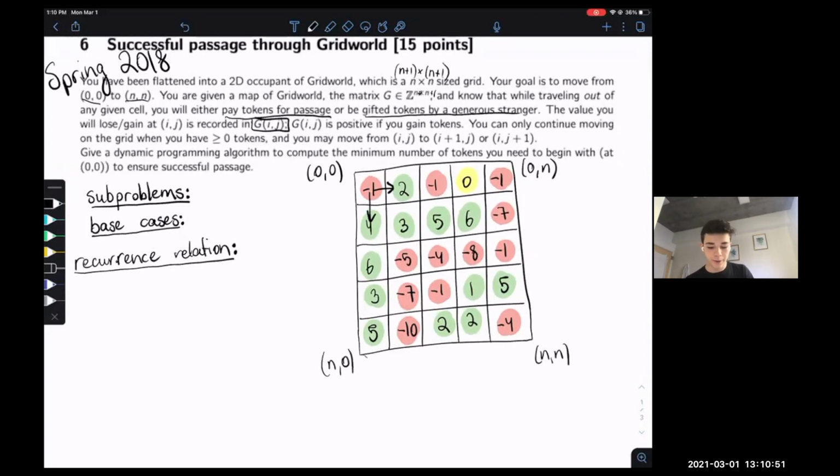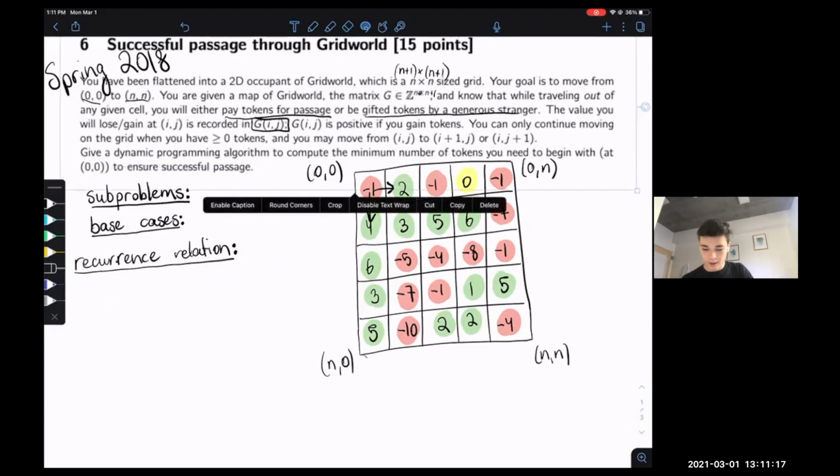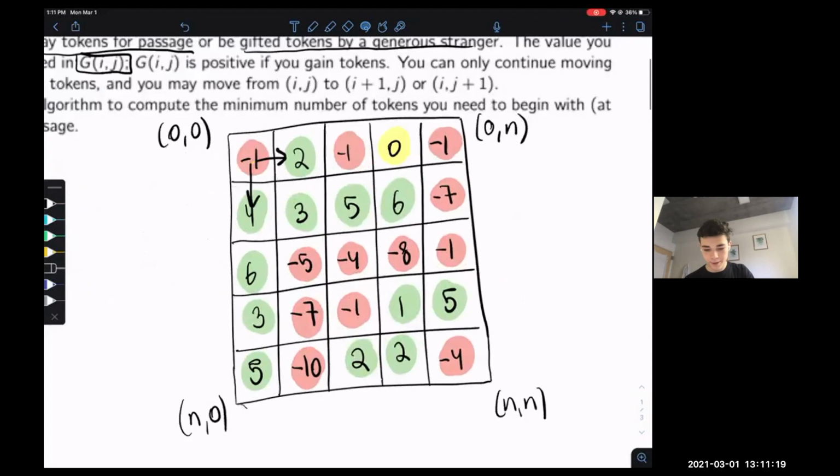And we'll need to give a dynamic programming algorithm to compute the minimum number of tokens you can start with, such that you'll be able to make a full journey from 0,0 to n,n without going into debt. For this, if you want to try this on your own, you can define the subproblems, the base cases, and their recurrence relation. You don't need to prove the correctness for this algorithm. Feel free to pause the video. I'll go over an example at first.